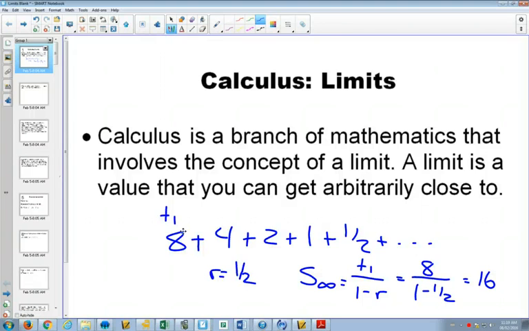Now I started 16 blocks away from the wall. And we say I never get to the wall. But if you would do this forever, the idea is eventually you're so close to the wall that we would say you're basically there. And that's the idea of a limit. A limit is something that you can get really, really close to even though you're not getting there exactly. So it's a value you get really, really close to, and we can see this with our geometric sequences that we've done before.